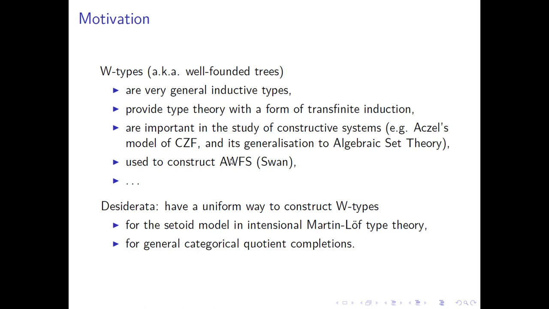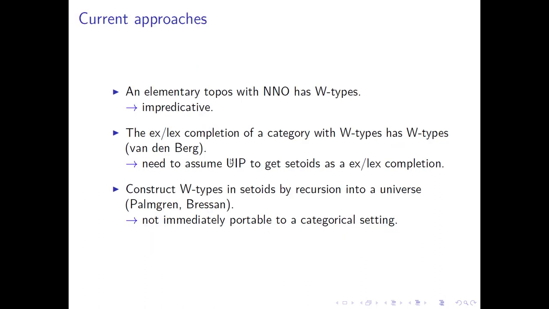The aim that it would be nice to have is a uniform way to construct these W types for the setoid model in traditional Martin-Löf type theory, but in a way that it can also be stated for general categorical quotient completions, not just the setoid construction itself. So the point is that the current approaches don't really fit these requirements.